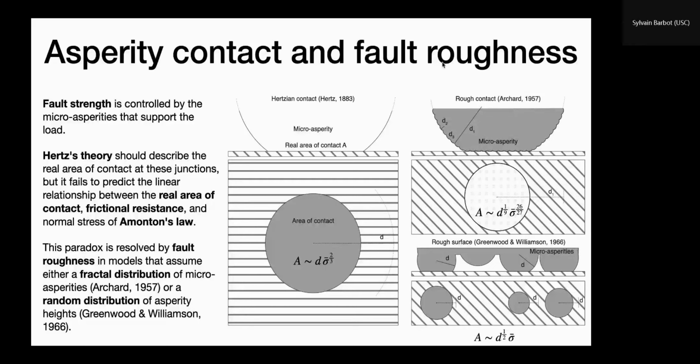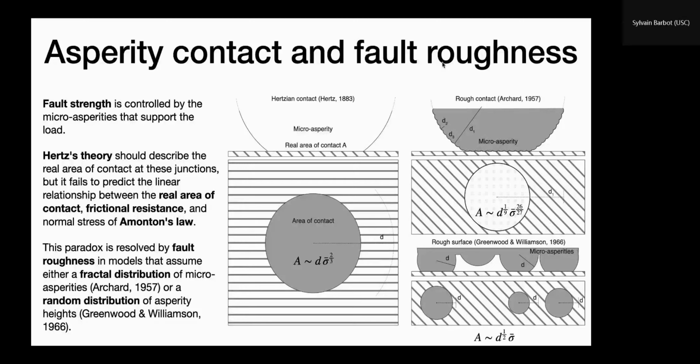So essentially, the Hertzian contact, as ideal and simple as it is, cannot explain friction because it has this immediate dependence on the size of asperities and a power law relationship with normal stress. So this does not work, and that leads to this paradox. But that was resolved in the mid 20th century by introducing roughness to these contacts.